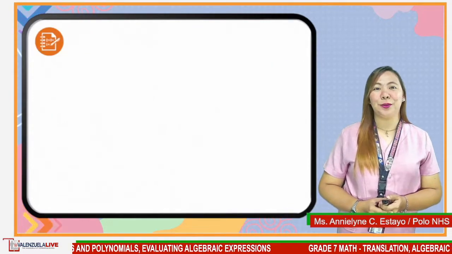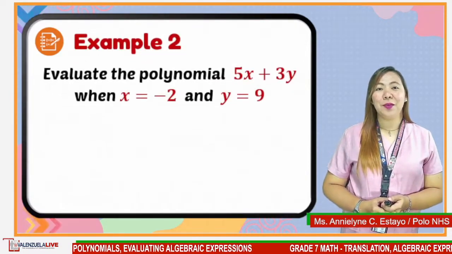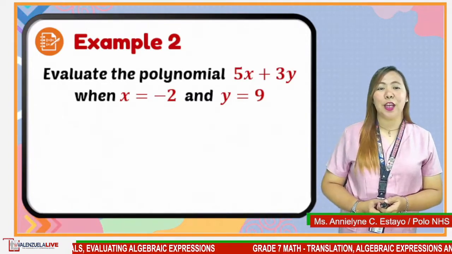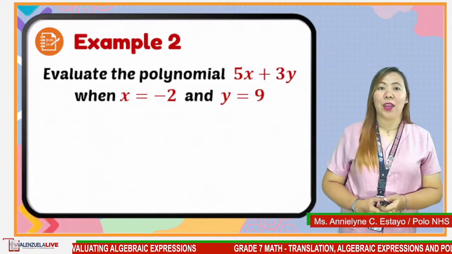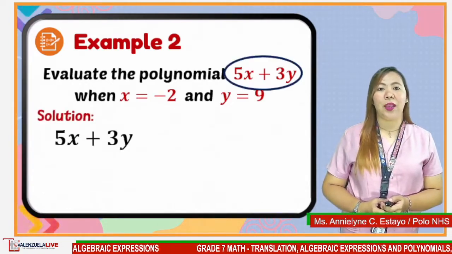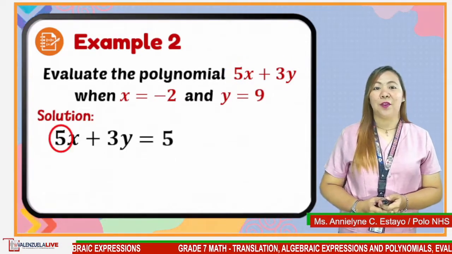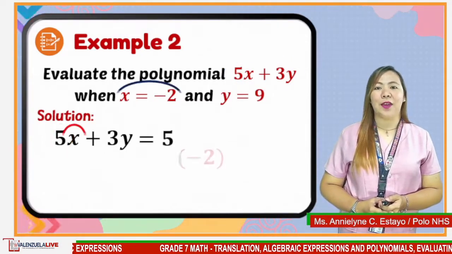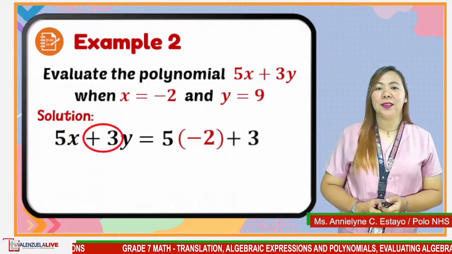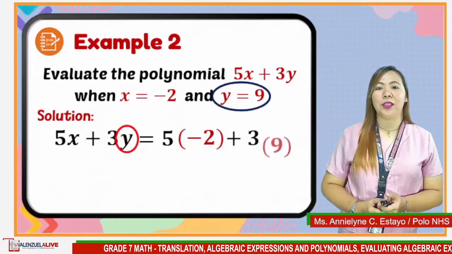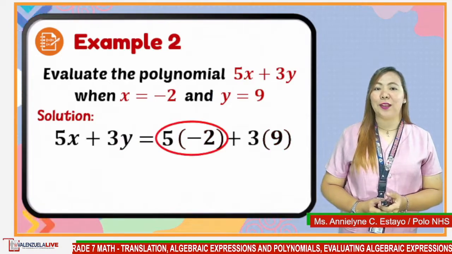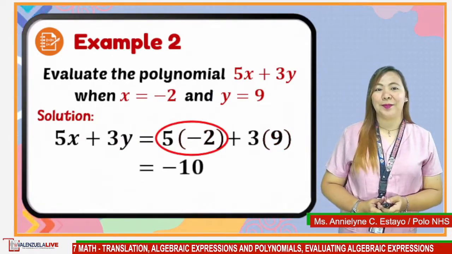Example number 2. Evaluate the polynomial 5x plus 3y when x is equal to negative 2 and y is equal to 9. Given is 5x plus 3y, write 5, times the value of x, which is negative 2, write plus 3, times the value of y, which is 9. 5 multiplied by negative 2 is negative 10.